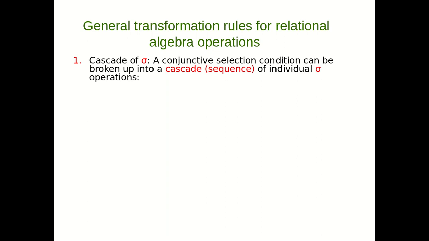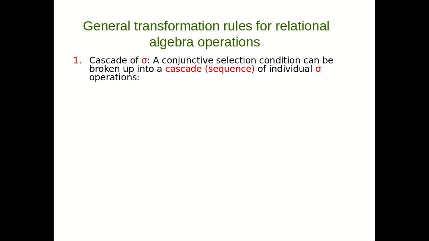Now, in today's class, what we are going to see is general transformation rules for relational algebra operations. Actually, in that example, we applied the rules. All are rule based optimization, the heuristic rules that we are applying. Today we will see what the different rules are.